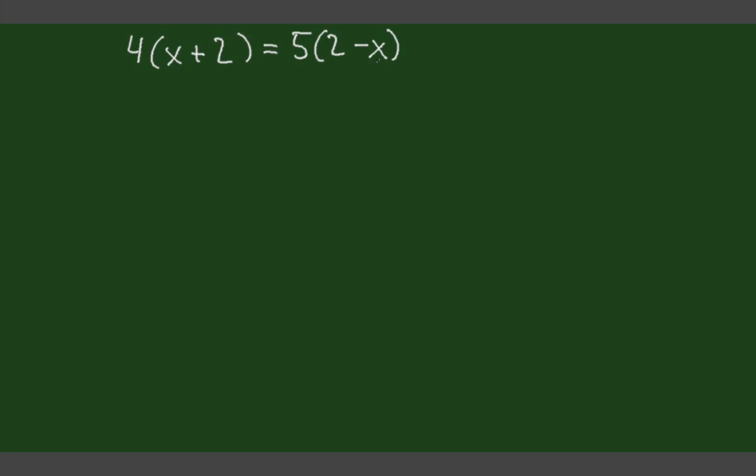Okay, so the way I approach those is generally that, first of all, I multiply out the brackets so that I don't have my unknowns anywhere in brackets. So that will now give me 4 times x is 4x, plus 4 times 2 is 8, equals 5 times 2 is 10, minus 5 times x, 5x. Okay, so now slightly simpler equation. Again, if you want to pause and have a go yourself what the next step should be, do that now.